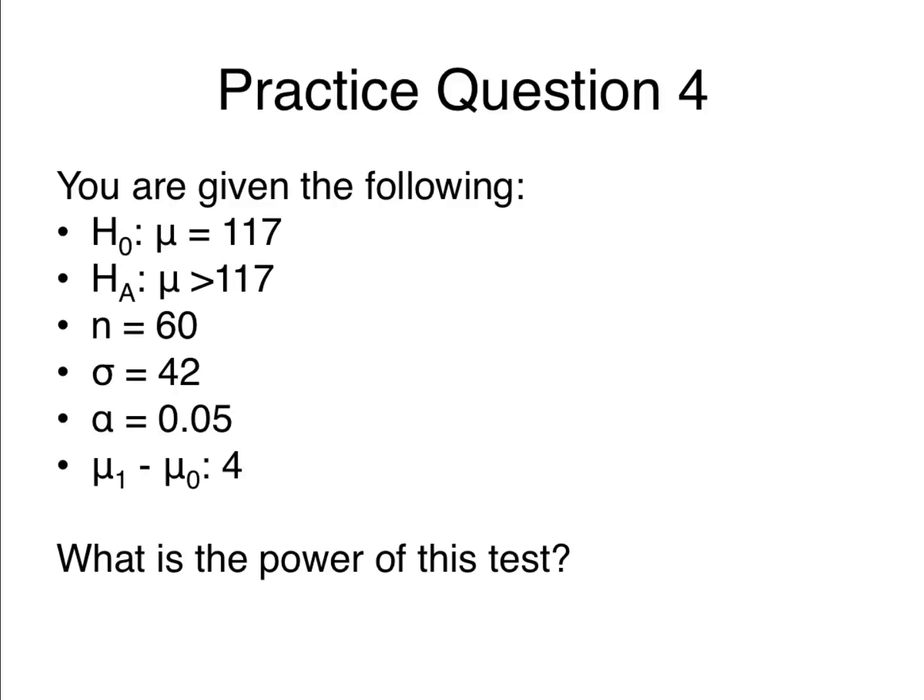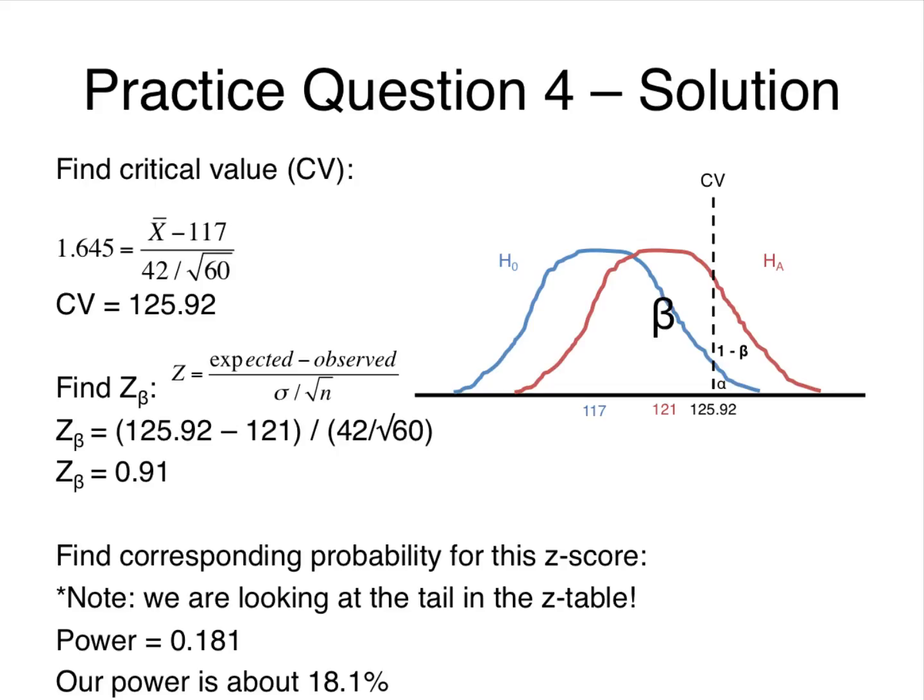The null hypothesis is that the true mean equals 117. The alternative hypothesis is that the true mean is greater than 117. Our sample mean is 60, our population standard deviation is 42, our alpha level is 5%, the effect size is 4. What is the power of this test?